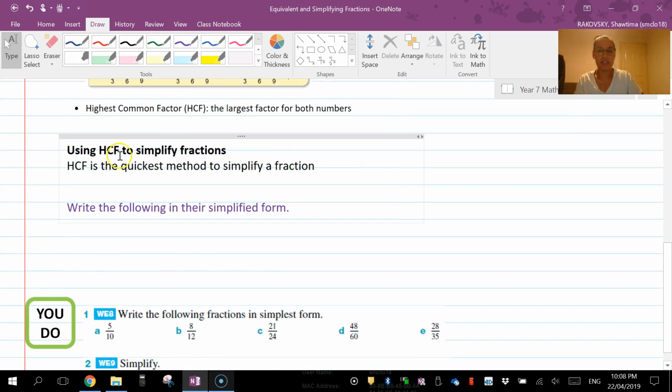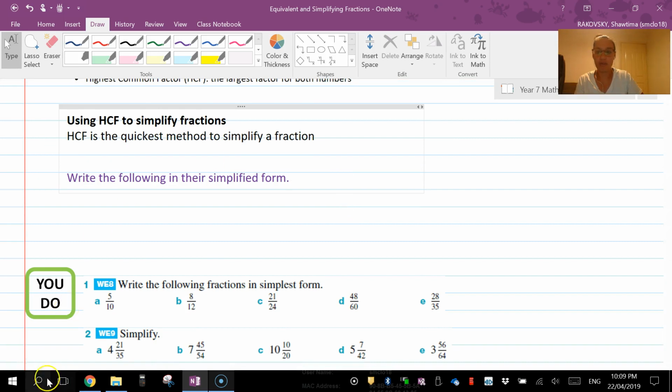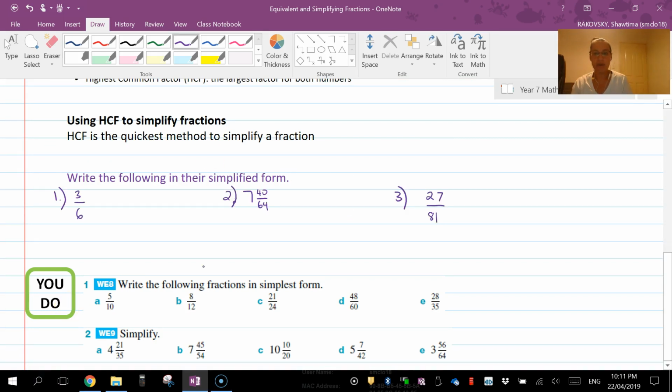Okay, so using highest common factor to simplify fractions, and it's the quickest method. So write the following in simplified form. So here they are. I'm going to write these ones in simplified form. So the first one here, we're going to look for a highest common factor, or let's start off with a factor. So factor is something that both of these numbers can be divided by with no remainder. So the highest common factor is, we'll talk more about that when we get to this one.